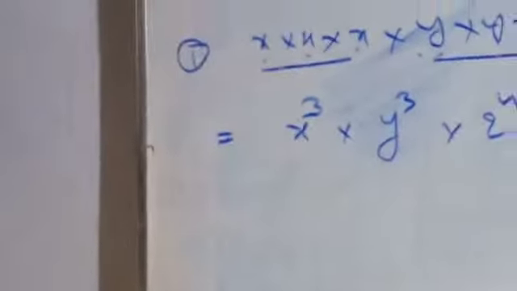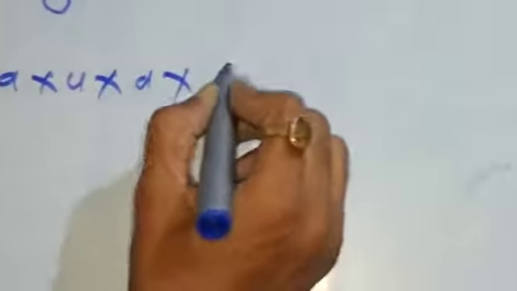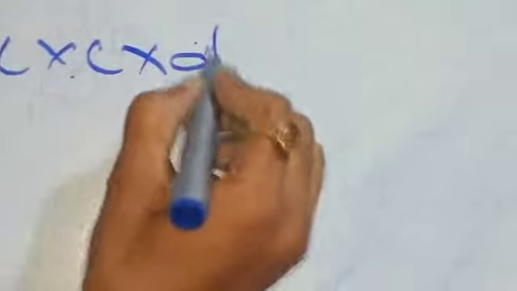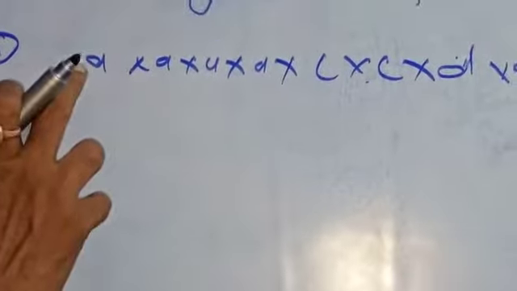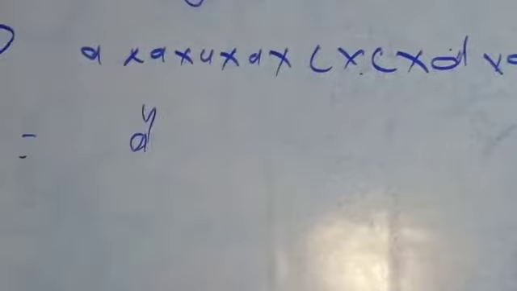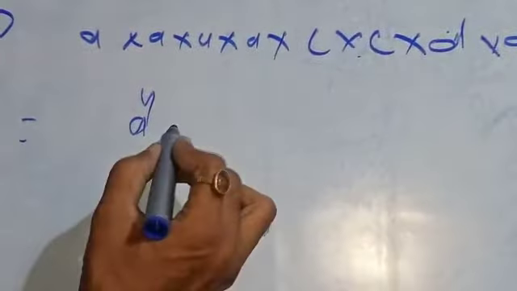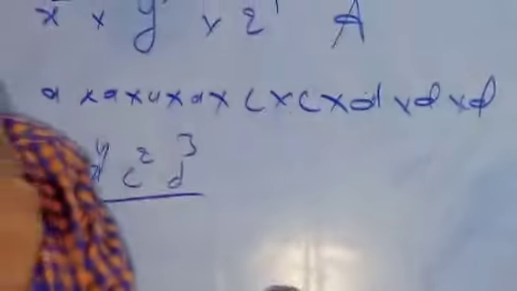In the same way, in your chapter, suppose you are given a into a into a into a into c into c into d into d into d. Simply count how many there are. A is 1, 2, 3, 4, so I will write a to the power 4. C is here 2. D is here 1, 2, 3, so D is here 3. Therefore it is the exponential form.